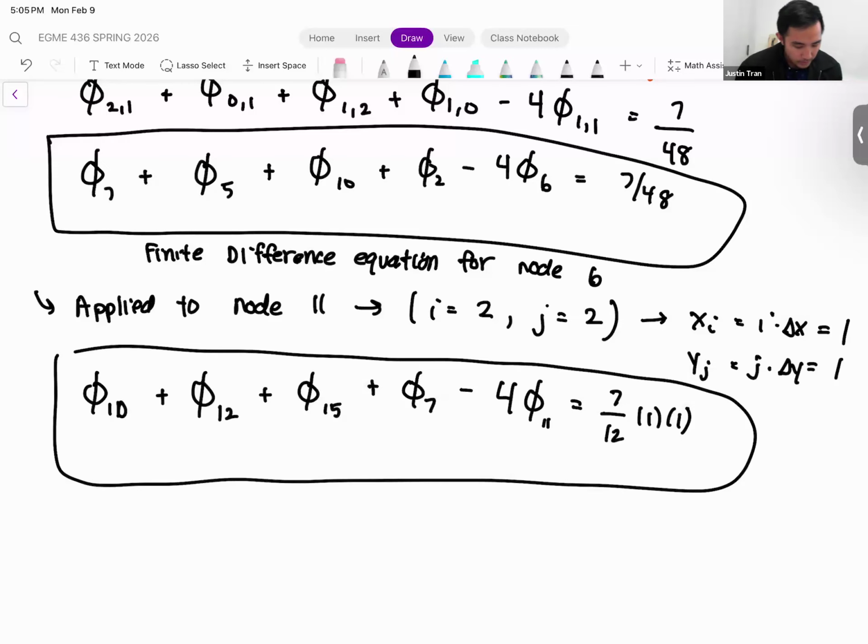Okay, good. Last thing we'll start today, we'll probably pick this up on Wednesday, is let's start to talk about the boundary conditions.